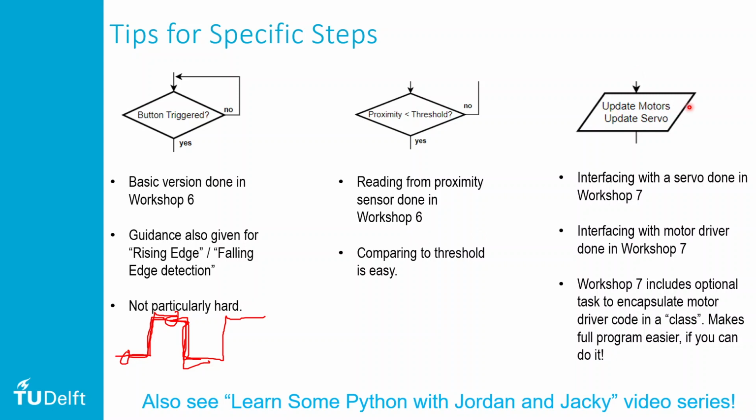And then the updating, sending new values to the motors and to the servo, we're going to do in Workshop 7. One of the tasks will be interfacing with a servo, just sending angles to it, and I'll show you how to do that. Another of the tasks will be interfacing with the motor driver board that you got in your robot parts kit, to just send speed and direction commands to the motors.